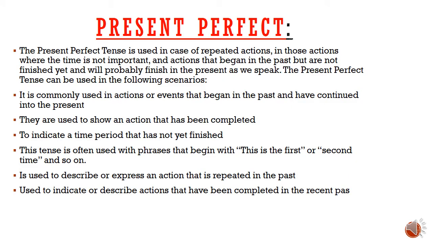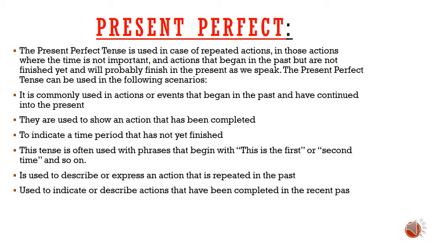Now we will talk about the present perfect. The present perfect is used in case of repeated actions, and those actions are happening in a period of time which is not important, and actions that began in the past but are not finished yet and will probably finish in the present as we speak. So here we have two actions that happened in the past and are not completed yet, and the result of these actions is still happening at the present time.